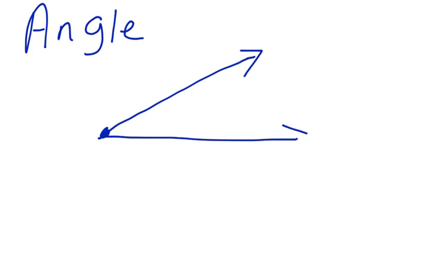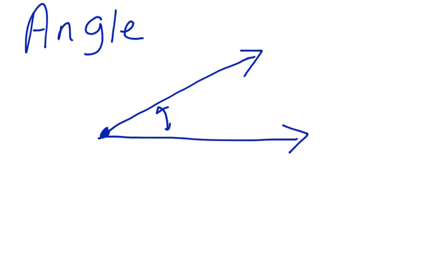So now let's talk about an angle. If I have this point right here, and I have a line that comes out this way, and a line that comes out this way, the space in the middle is what you would call the angle. How much of a space in the middle is what makes up an angle.